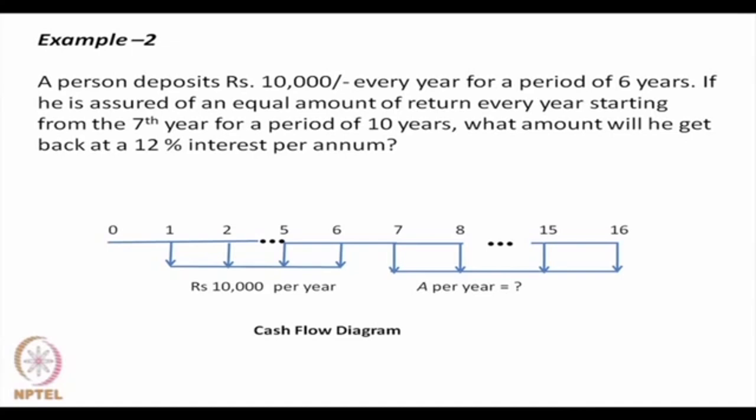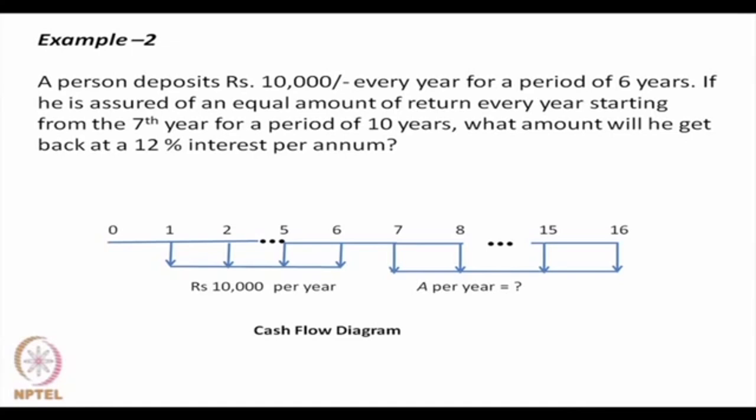If he is assured of an equal amount of return every year from the 7th year for a period of 10 years, what amount will he get back at 12% interest per annum?